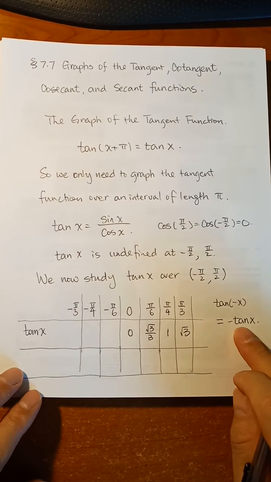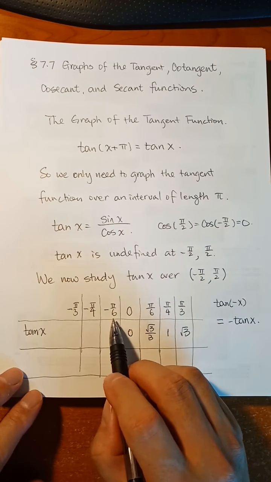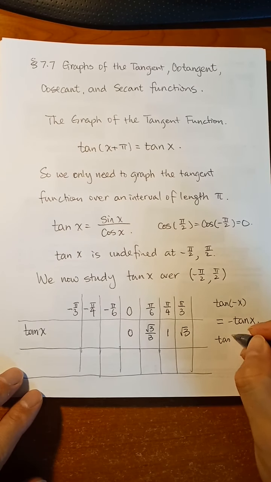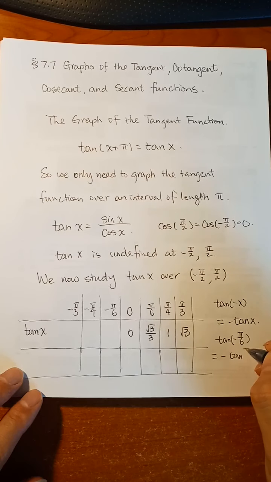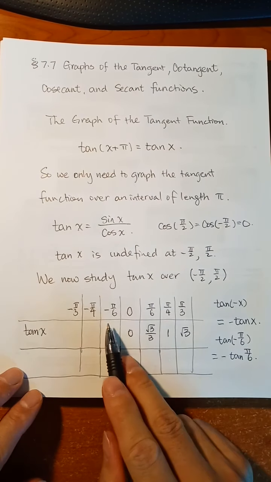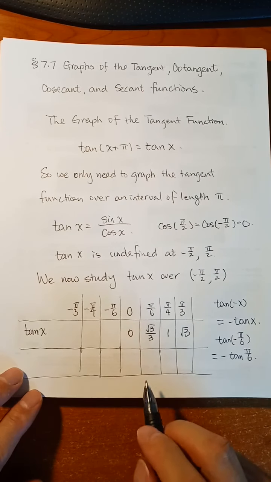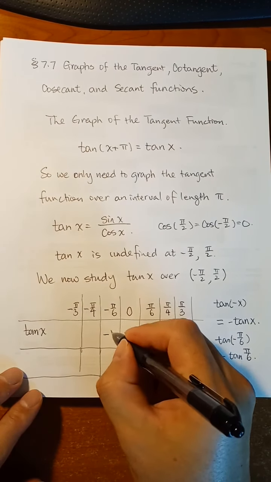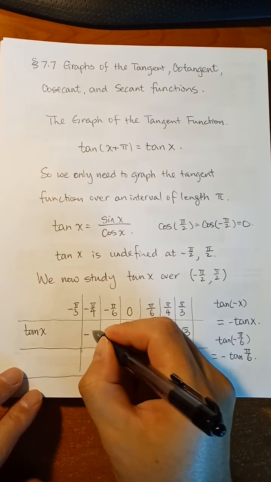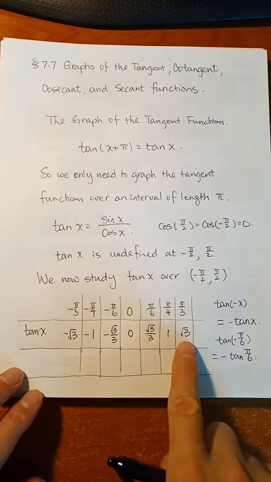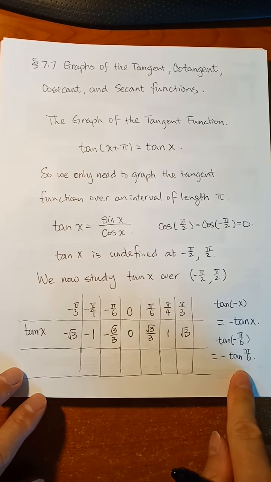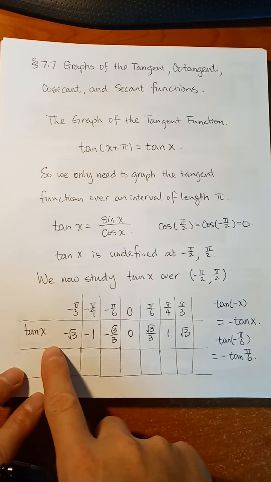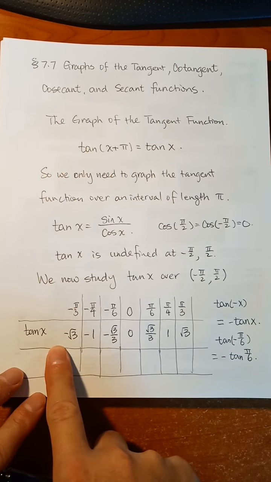So when you have this odd function, tangent of negative pi over 6 is negative. Let's just do one example. Tangent of negative pi over 6 is negative tangent of pi over 6, so it is negative square root of 3 over 3. So you get negative square root of 3 over 3, negative 1, and negative square root of 3. You just get the same value but with the negative sign, because tangent is an odd function. So you have x, and the tangent value gives you the y value.